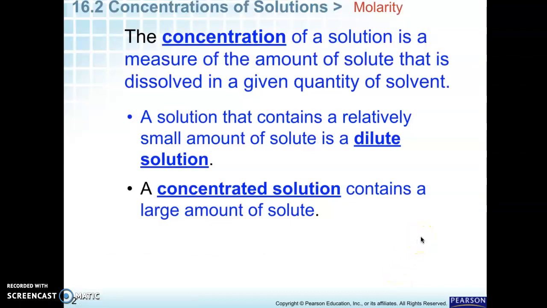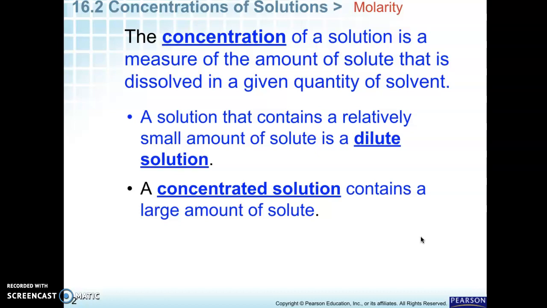So when we're looking at concentration of a solution, it's a measure of the amount of solute that's dissolved in a given quantity of solvent. If you have a solution that has a relatively small amount of solute, it's called a dilute solution. And if it's concentrated, it means it has a lot more solute.